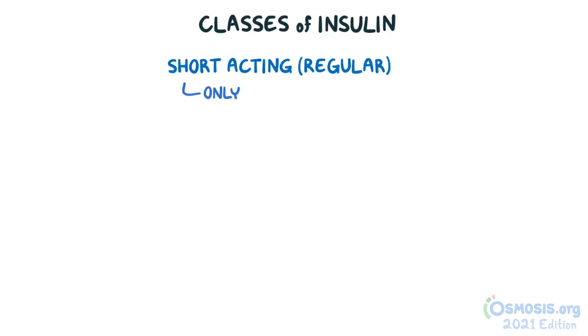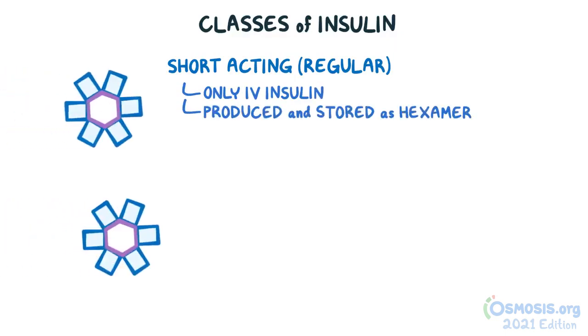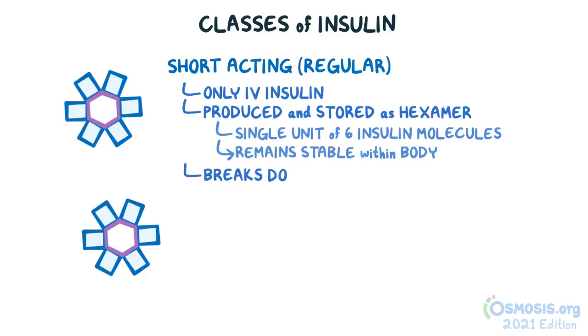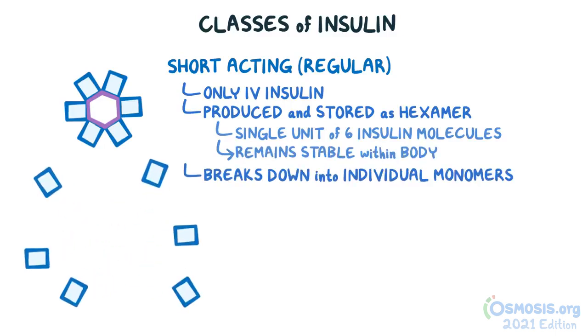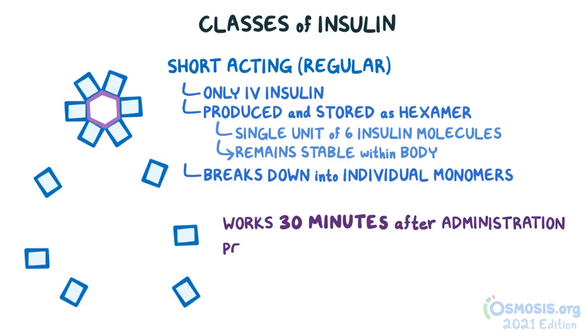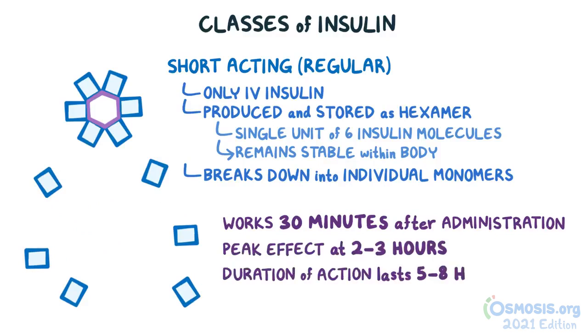Now let's look at each class of insulin, starting off with short-acting or regular insulin, which is the only type of insulin that could be given via IV. Regular insulin in the body is generally produced and stored as a hexamer, which is simply a term used to describe a unit of 6 insulin molecules. This structure allows insulin to remain stable within the body and break down into individual monomers in order to become active. Thus, regular insulin only begins working 30 minutes after administration, and its effect peaks at 2 to 3 hours. Its duration of action lasts between 5 to 8 hours.